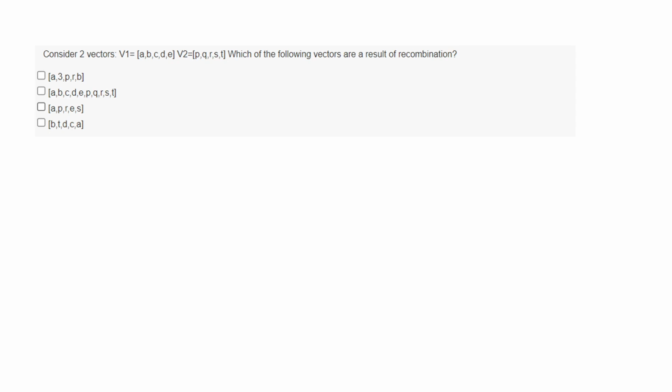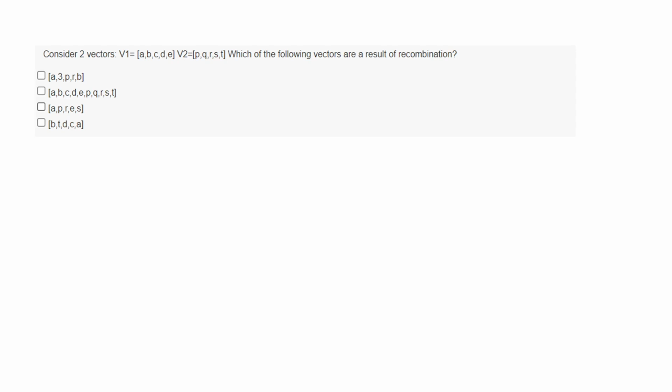Okay. The question here says you have two vectors, v1 and v2. So these are basically two sets of solutions. One is a, b, c, d, e, and another is p, q, r, s, t. So the question is, which of the following are results of recombination? I think the answer key I have put here is wrong, but it is simple.